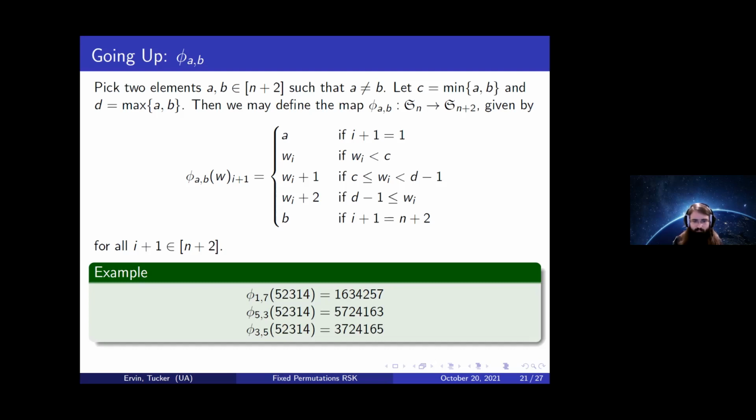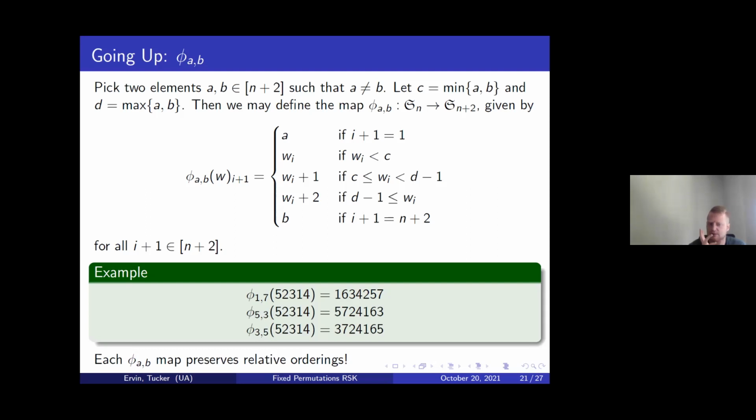And so these maps are fantastic, really great. One of them is a group homomorphism that embeds into S_{n+2}. But we didn't really even care about the group structure. All we cared about was that each map preserves relative orderings.